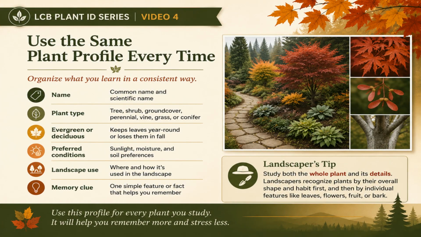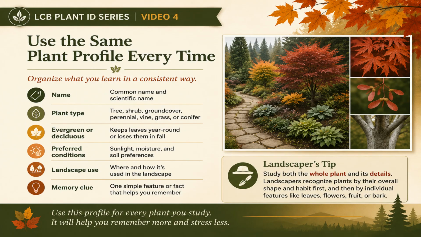Before we begin, let's quickly review the plant profile. Every plant we study will be organized in the same way. First, we'll identify its common and scientific names. Then we'll determine whether it's a tree, shrub, ground cover, perennial, vine, or grass. We'll ask whether it is evergreen or deciduous. We'll look at the sunlight, moisture, and soil conditions it prefers. We'll identify its most common landscape uses. And finally, we'll give it one strong memory clue.